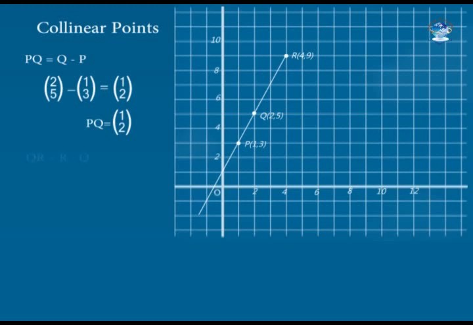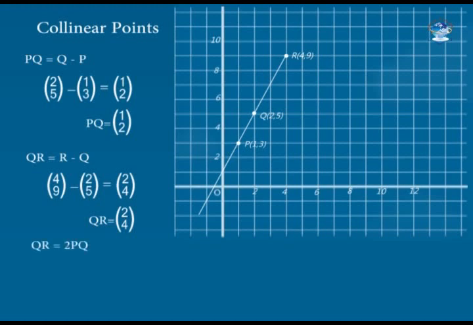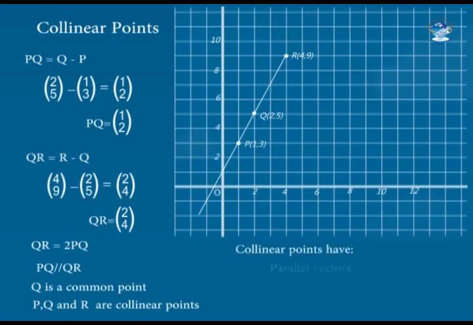QR, on the other hand, is equal to R minus Q. That is (4, 9) minus (2, 5), and that gives us (2, 4). Therefore vector QR is equal to (2, 4). From this, we can see that QR is equal to 2PQ, and therefore PQ and QR are parallel. Notice also, Q is a common point. We therefore say the points P, Q and R are collinear. In general, points are collinear if they have 1. parallel vectors and 2. a common point.